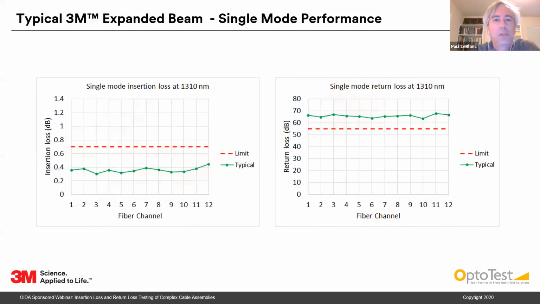On the next slide, you see some examples of the single mode performance. In this case, on the left-hand side, you see the single mode insertion loss at 1310 across each of the 12 fiber channels. The loss is around 0.4 dB here, and our current specification is 0.7 dB maximum. Similarly, on the right-hand side, you see return loss, again, for each of the 12 channels in this 12 fiber connector. Loss generally above 60 dB with a spec limit better than 55 dB.